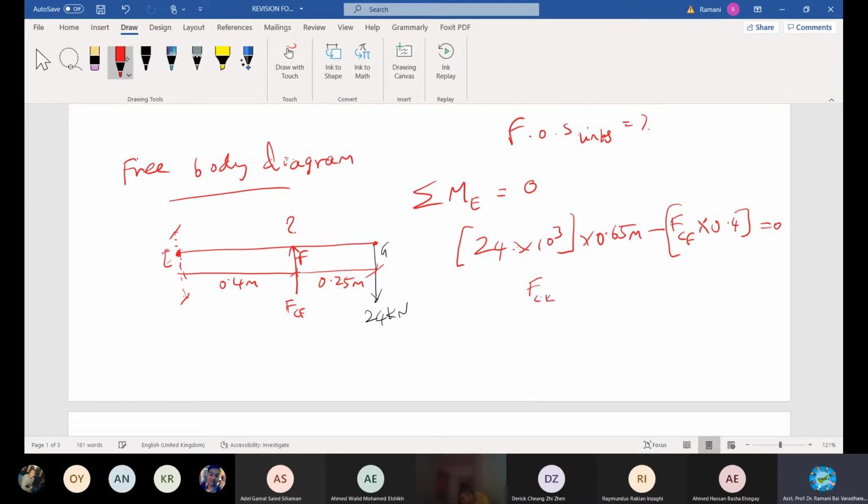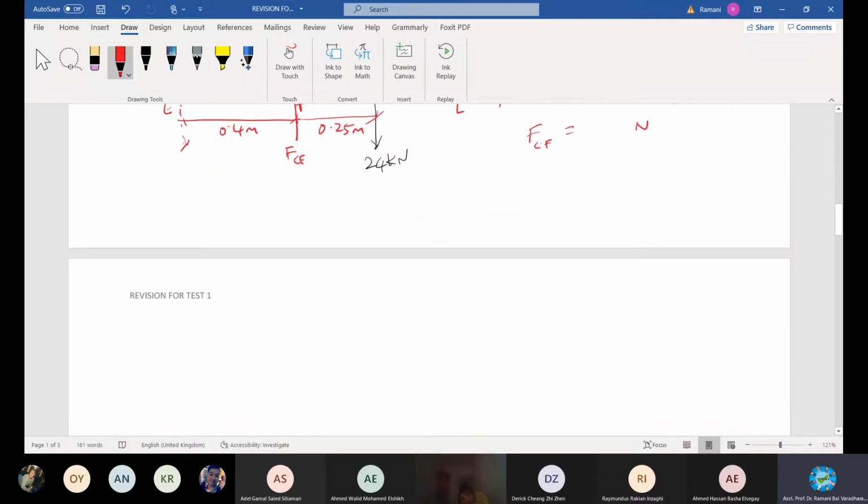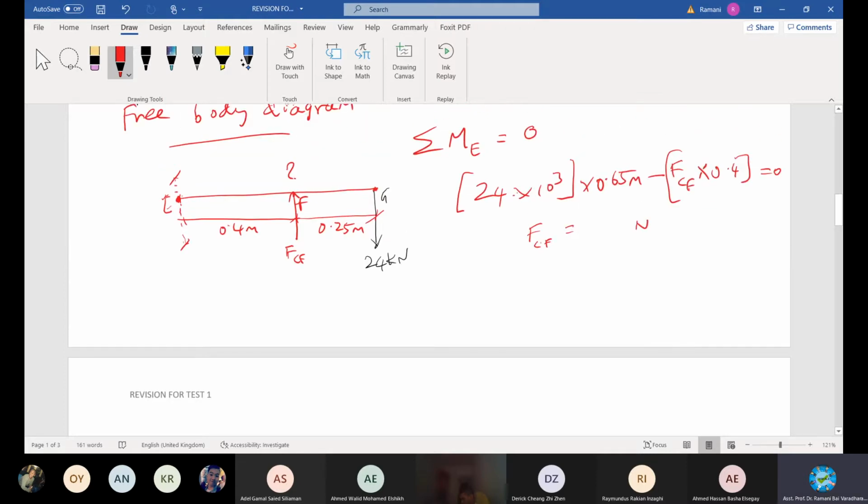I want somebody to answer. Ongzian is there? Please answer me, how much is CF? Ongzian, how much is the value of CF in newtons? Get me in newtons, and move on. Quick. You have all this done? Ongzian? How much? Quickly.